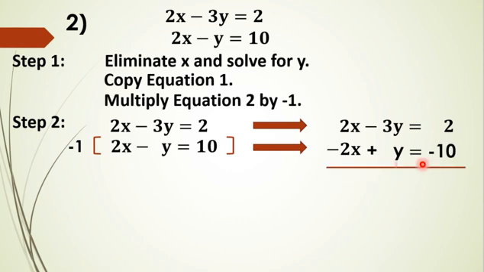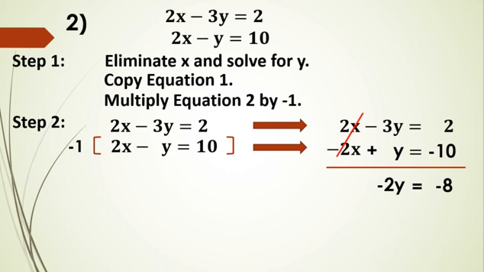Then, we are going to add these two equations. 2x minus 2x equals 0. So, cancelled na ang variable x. Negative 3y plus 1y equals negative 2y, equals positive 2 minus 10 equals negative 8.